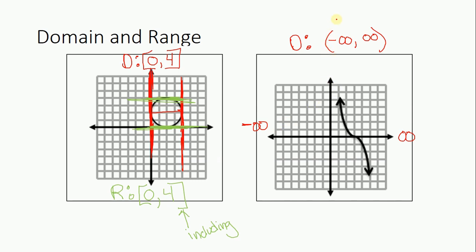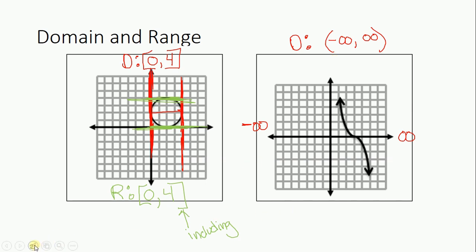Now notice with my infinities, you're going to use parentheses. You're not going to use brackets on infinity, because technically you can't really hold infinity, can't really include it, because there's always one more number if you want to get into that kind of argument.